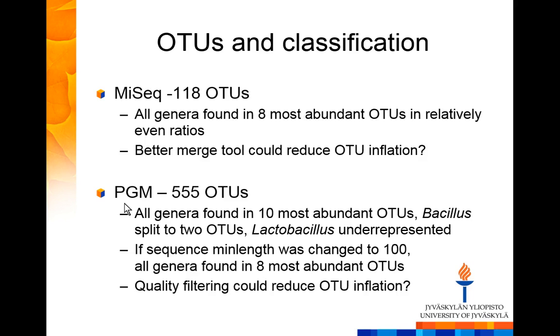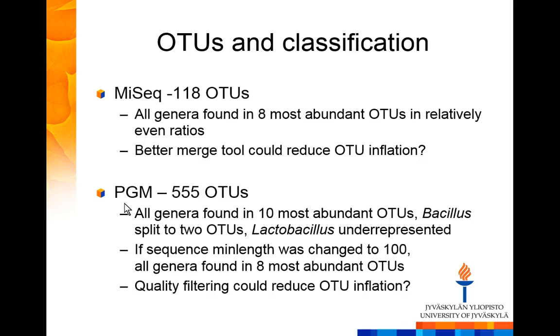So, operational taxonomic units, and we will be talking a lot about these later this afternoon, or later today. Actually, even though we had more unique sequences, we had fewer OTUs for MiSeq. And we found exactly what we wanted. So all 8 genera were found in the 8 most abundant OTUs, and the ratios were relatively even.